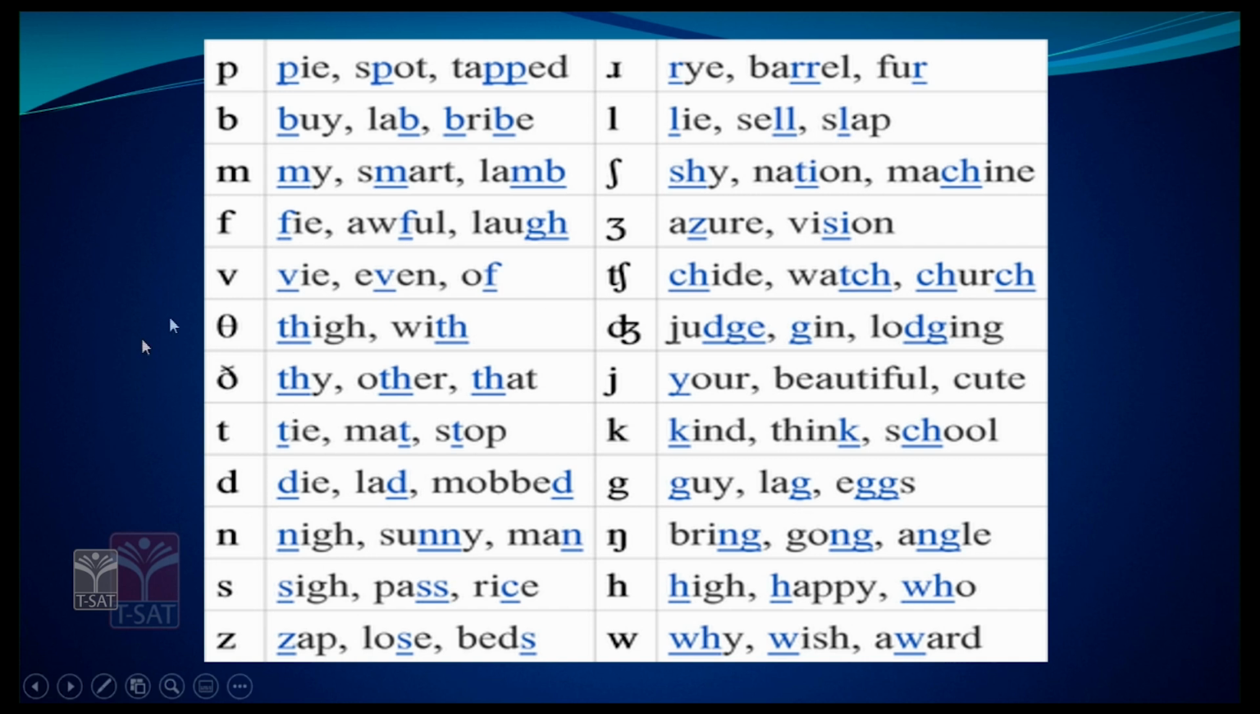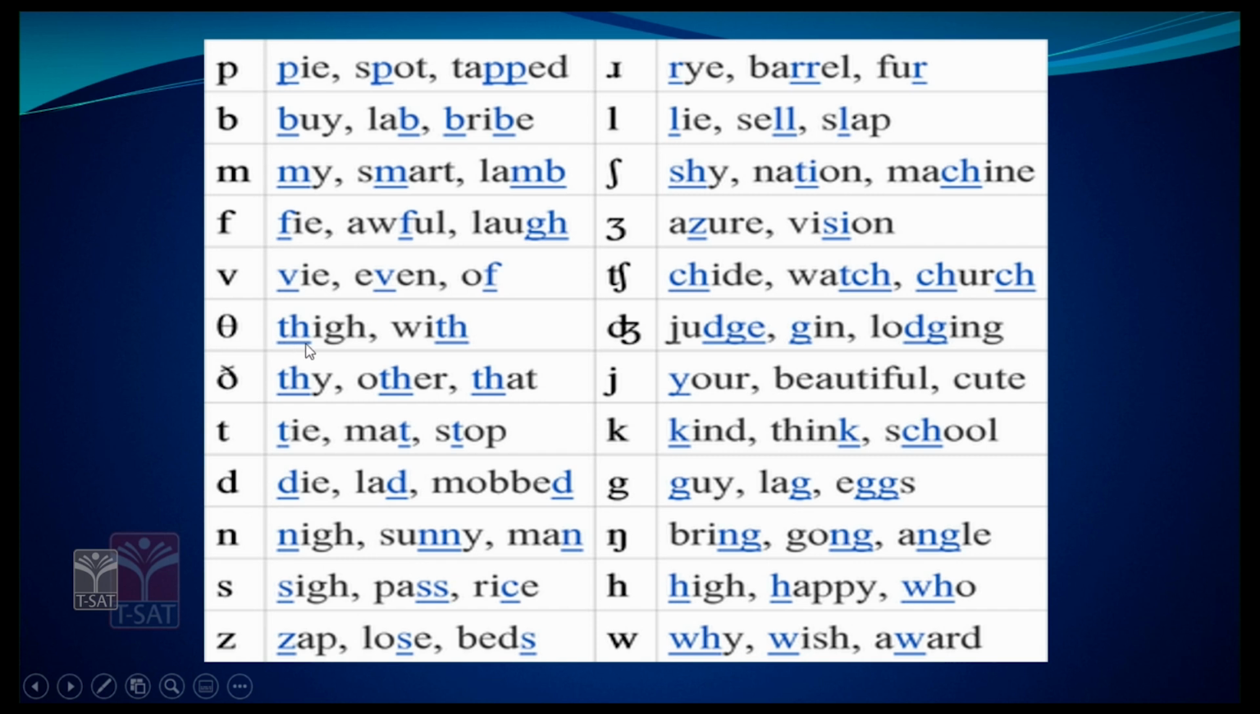And the phoneme p occurs word initial in pie, medial as in spot and taped, and it can also occur at the end as in tap or tape. And b as in buy, final as in lab, and medial as in bribe. m as in my, smart, and lamb. f as in fie, awful, and loaf. v as in vie, even, and of.